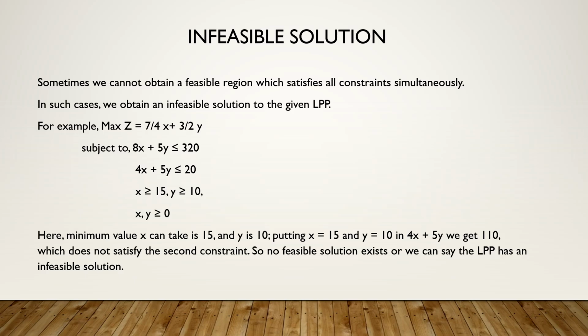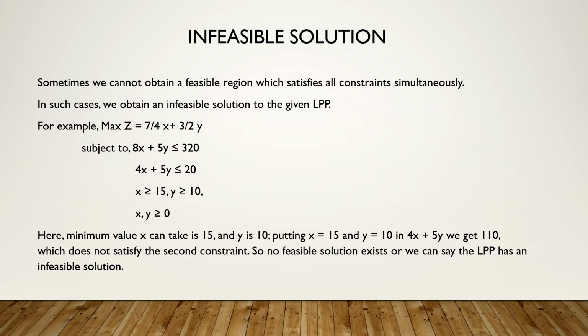The next case is for the infeasible solution. Sometimes, as I told you, you cannot find a feasible region which satisfies all the constraints simultaneously. I have given this linear programming problem. In this, if you consider the inequalities, that means the constraints, you can see that the minimum value x can take is 15 and y is 10. The third and fourth constraints, x greater than or equal to 15, y greater than or equal to 10. That means minimum it should be taking 15 and 10 value respectively.